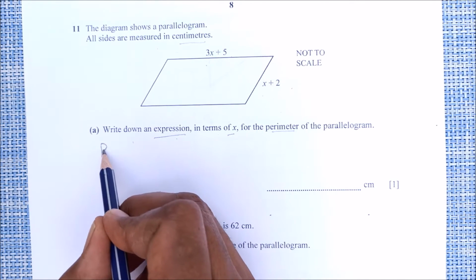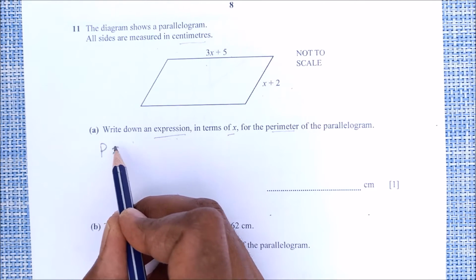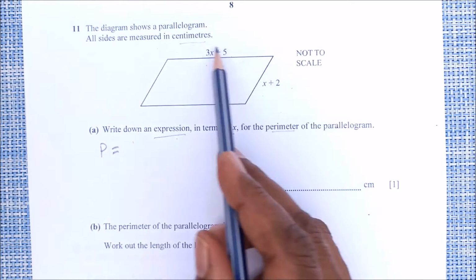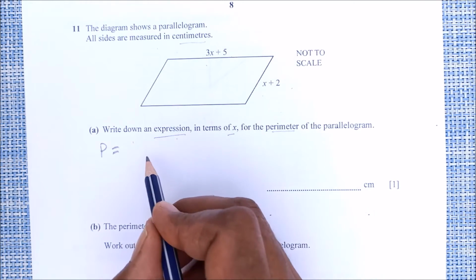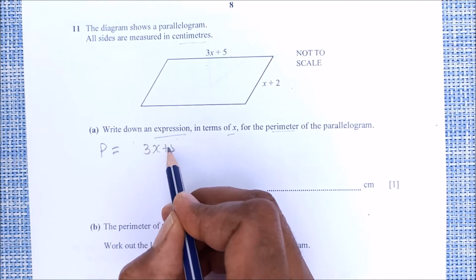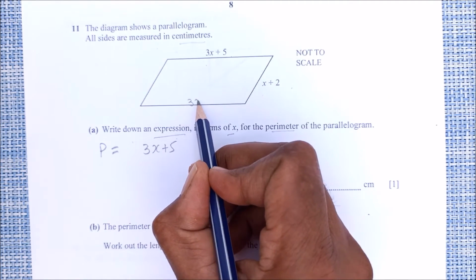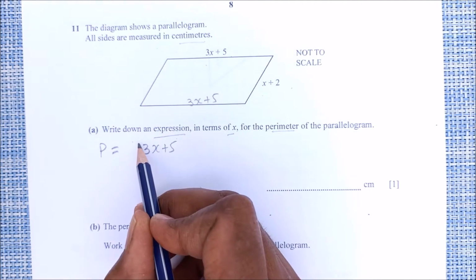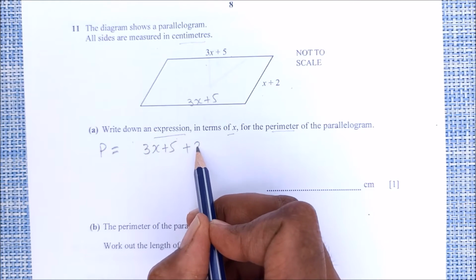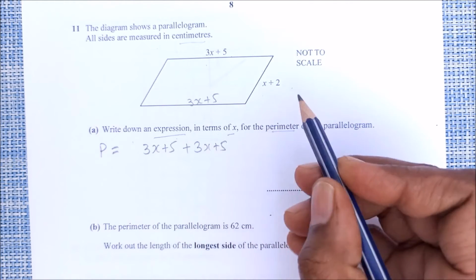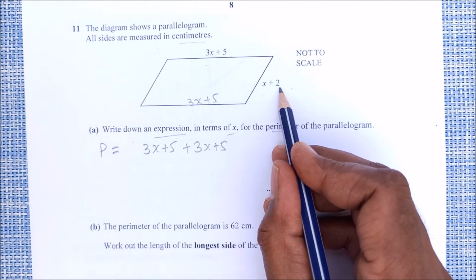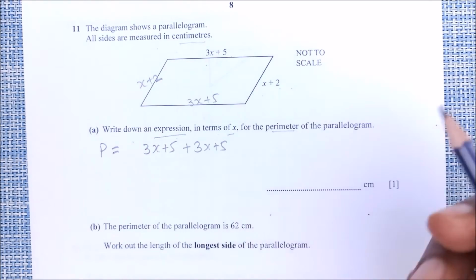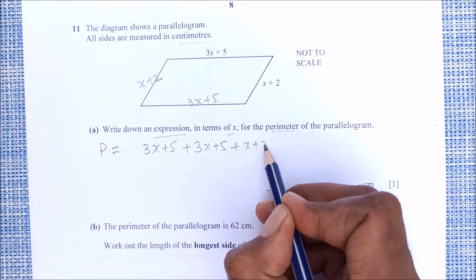We know the perimeter of the parallelogram is the sum of all the sides. So that is 3x plus 5. If this is 3x plus 5, this will also be 3x plus 5, so we can just write it down again. Then if this is x plus 2, this is also x plus 2, so we will write twice x plus 2.